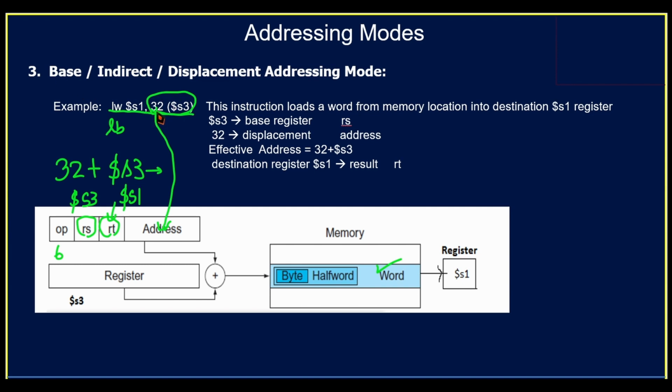Also, here 32 plus $S3 is computed, and this is giving the address. So the address is indirectly given by this register. 32 is directly given in the instruction, but the register holds some value that is also combined with this 32. So this $S3 is indirectly giving the address. Due to this $S3 only, we are giving the name base addressing and indirect addressing. Due to this 32, we are calling it displacement addressing.